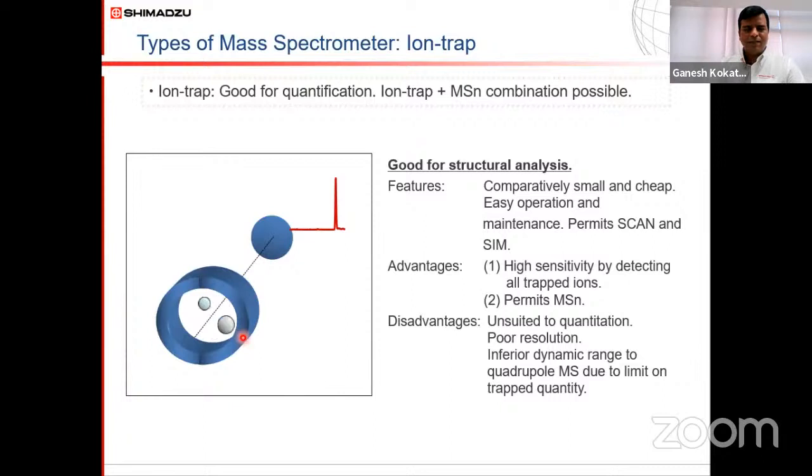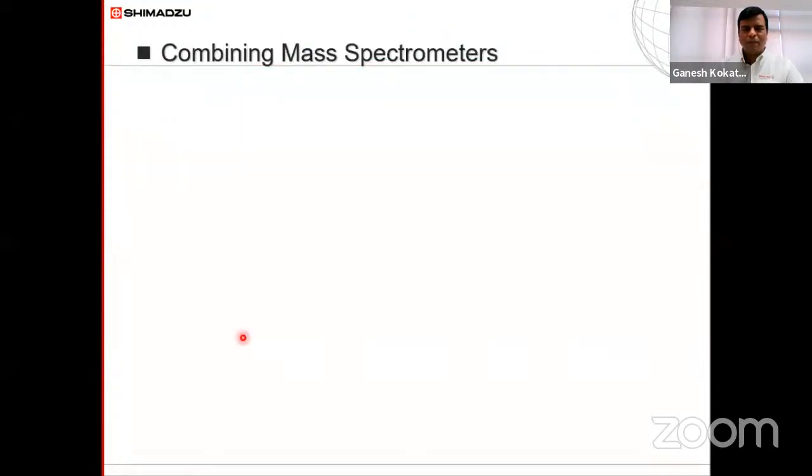Obviously, a disadvantage of the ion trap is that quantification is not good. Normally nobody uses it for quantification. It has poor resolution compared to the quadrupole, and obviously we have some limitations in MS due to the limit on the trapped quantity. So coming to the mainstream, that is the quadrupole.